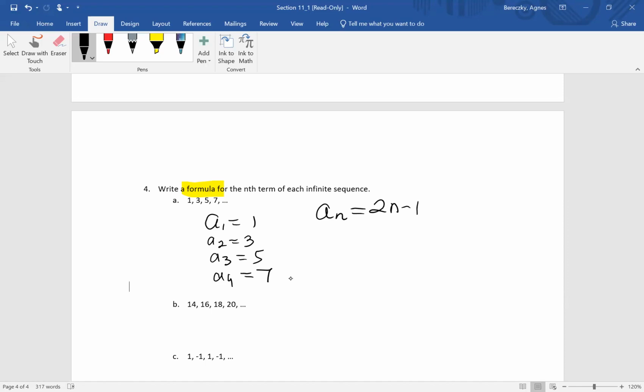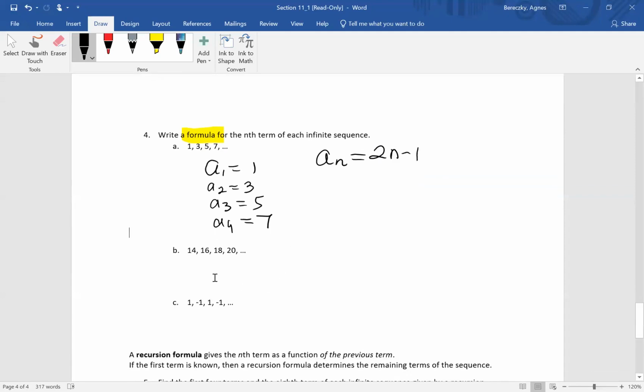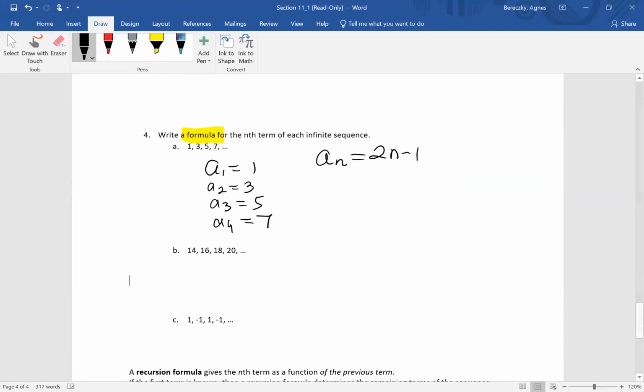So if we multiply the 1 by 2, 2 times 1 is 2, minus 1 is 1. 2 times 2 is 4, minus 1 is 3. 2 times 3 is 6, minus 1 is 5. 2 times 4 is 8, minus 1 is 7. So we're going backwards when the terms are given, and we have to figure out a rule.